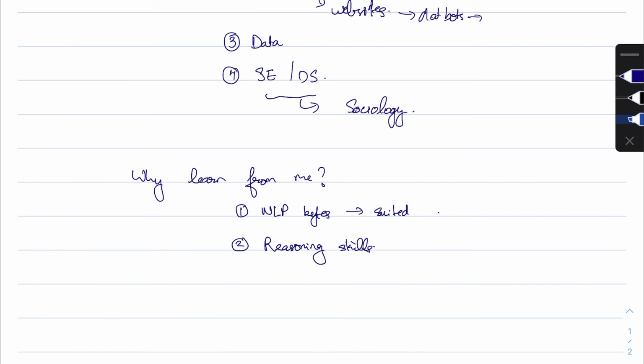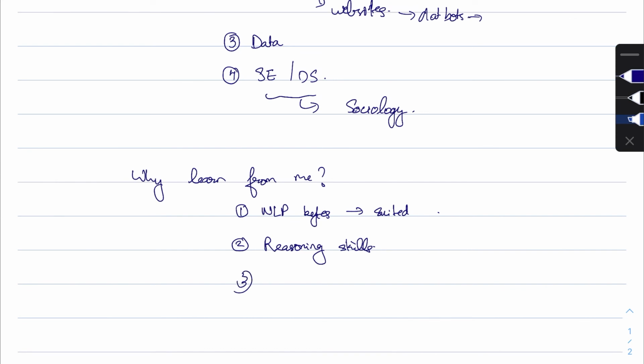I am a very big fan of reasoning skills in an individual. I bet that after you take this course, you'll be a good reasoner. You'll be able to evaluate things much better, because it will force you to think a lot about why you should do this instead of just doing that particular thing. So that's the second reason why you should learn from me.